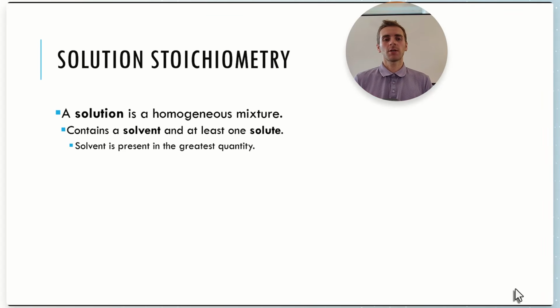So a solution in chemistry is a homogeneous mixture. So it's going to contain a solvent, which is whatever substance is present in the greatest quantity, and then at least one solute. Most of the solutions that we will deal with, particularly when we're doing solution stoichiometry, will only have one solute, but in theory, you could have several different solutes. And most of the solutions we deal with, particularly in solution stoichiometry, will be aqueous solutions, meaning the solvent is water.